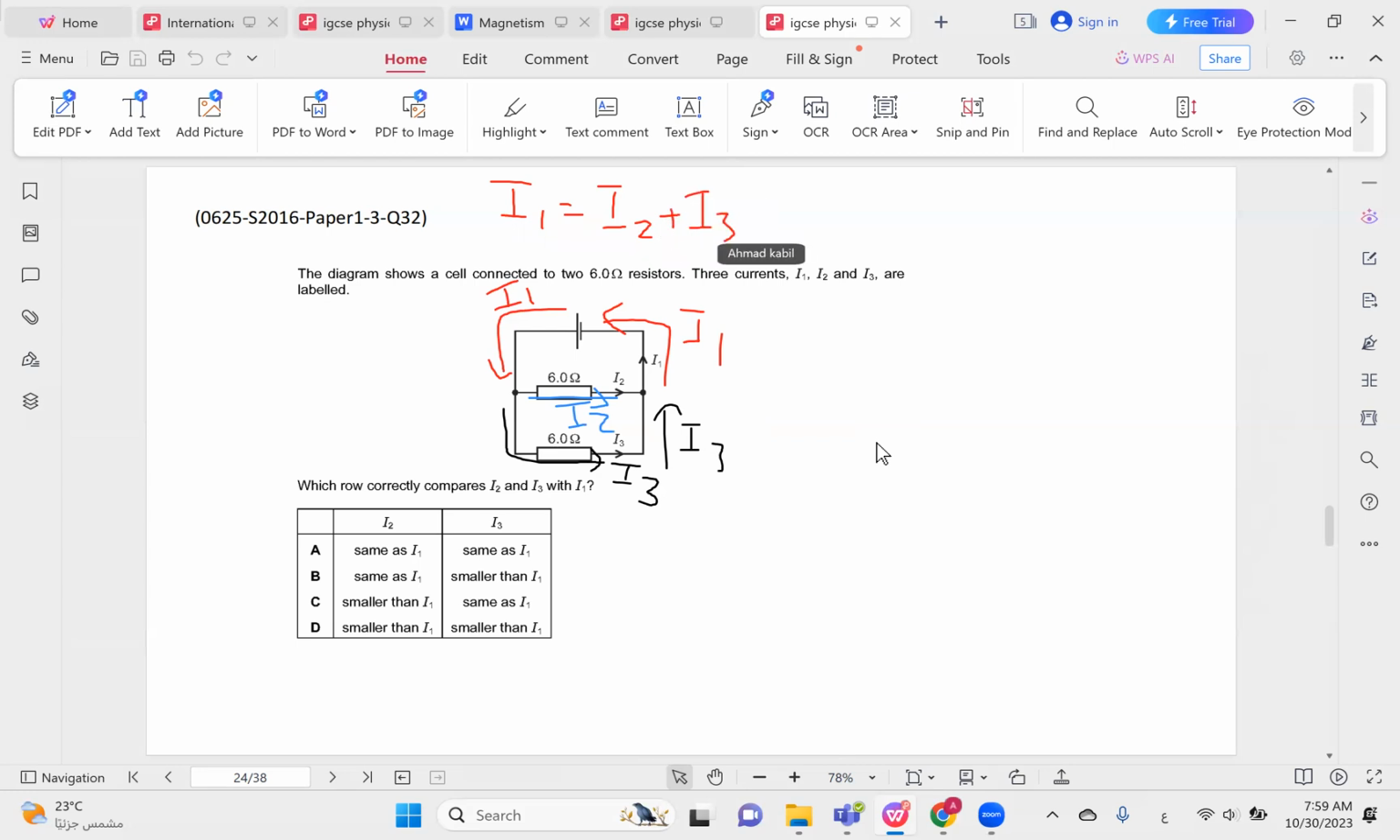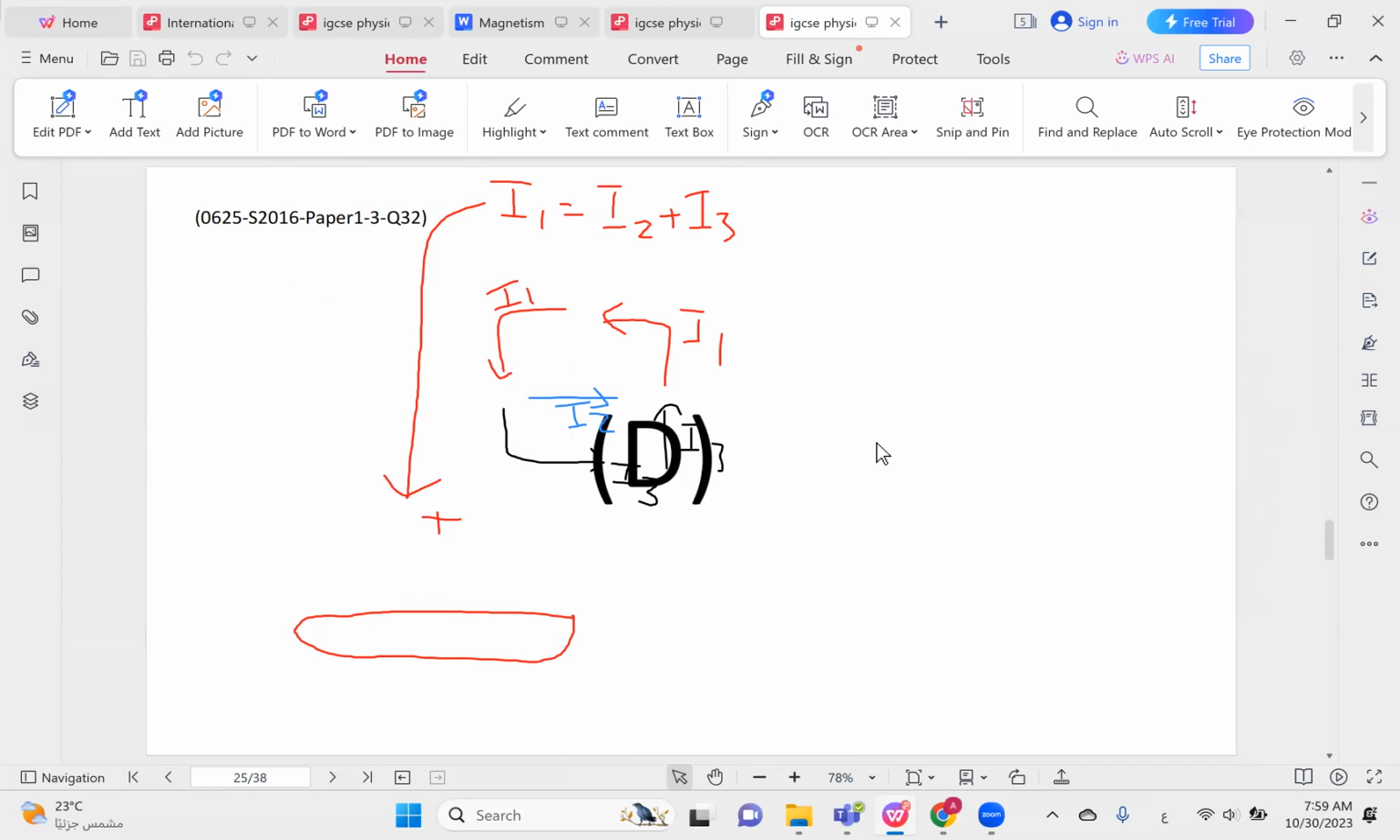So I2 and I3 compare to I1 in what way? Of course, they must be both smaller than I1, since I1 is actually the sum of I2 plus I3. So each one of them must be smaller than I1. So D was the correct choice.